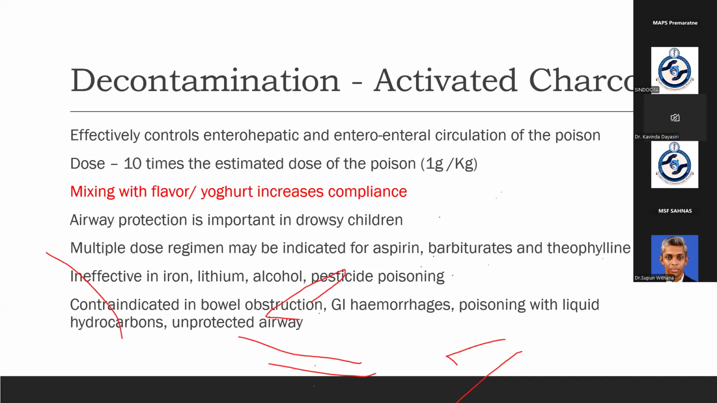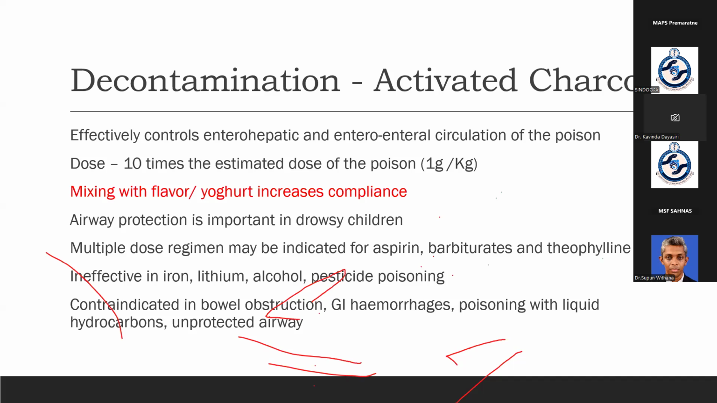And also know that certain drugs or certain toxins are not absorbed to the charcoal, so there's no effect, and better to avoid. Examples like iron, lithium, and organophosphate. So we have to be careful not to administer any activated charcoal.